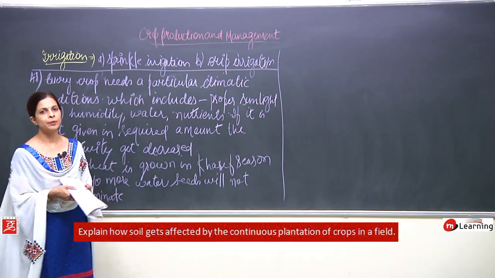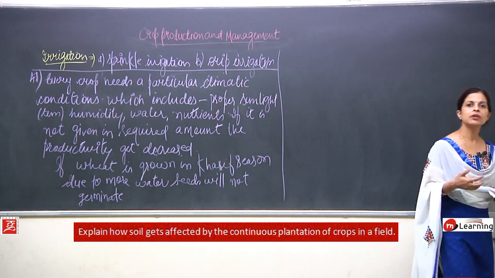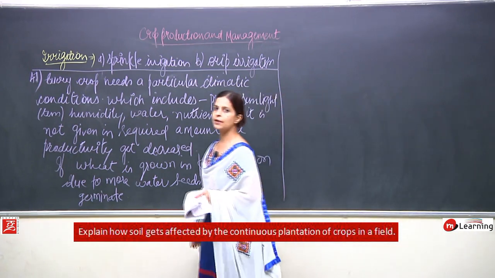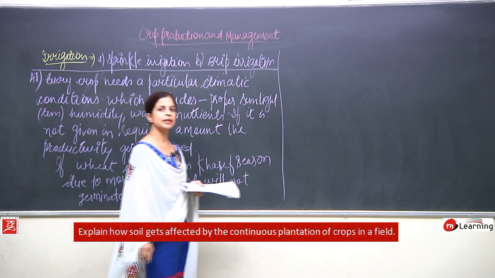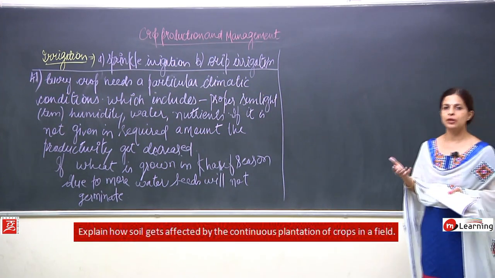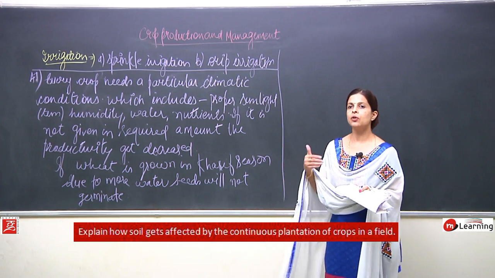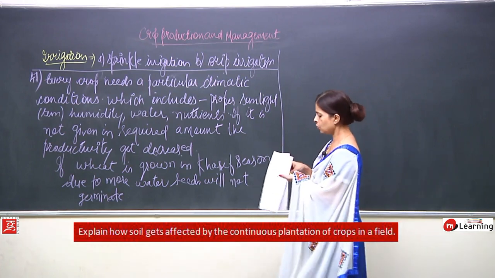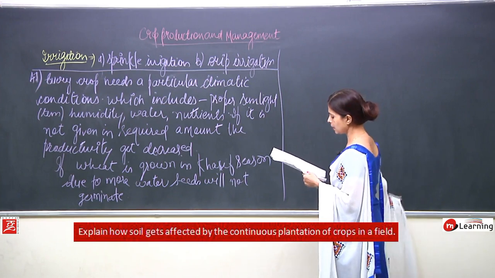While teaching I also gave an example of petrol: if you keep on using petrol, the fuels, a day will come when there will be no petrol to use. There will be nothing to dig from the surface of the earth. In the same way, if the crops are grown continuously in the same field without any break, what will happen? The soil will lack nutrients and the productivity of the field will be hampered. The productivity will reduce. The quality and the quantity of the crop will not be as good as it should be. So let me write this. Once again, I'll read out the question. Explain how soil gets affected by the continuous plantation of the crops.